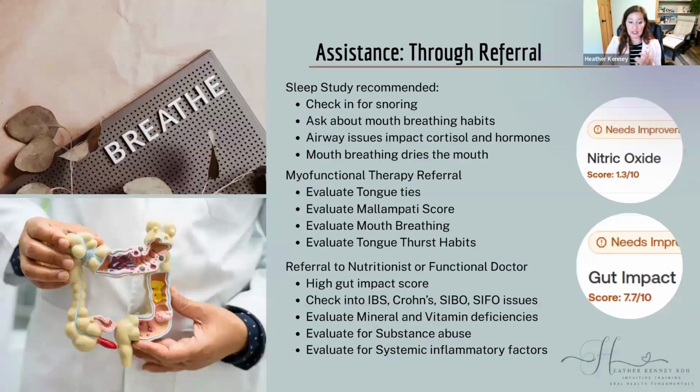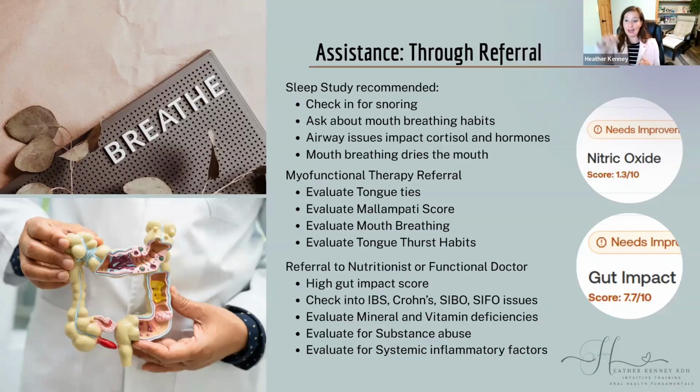And then so we did leveling up and integration. So now let's talk about assistance. So when we have low nitric oxide and we have a high gut impact and you're having a hard time moving these, I recommend a sleep study. I recommend checking for snoring, looking at Mallampati score. And some of you may not know what Mallampati is.